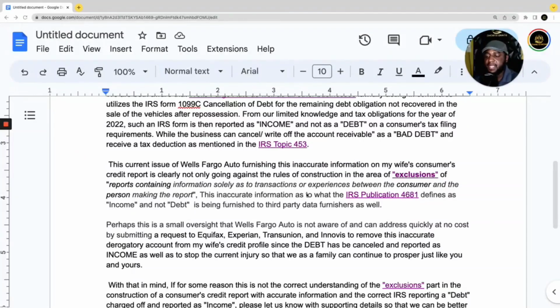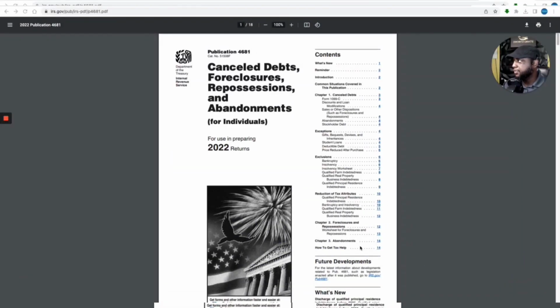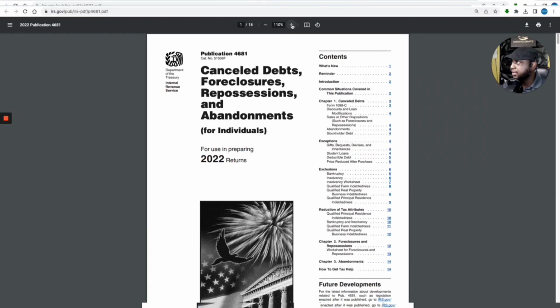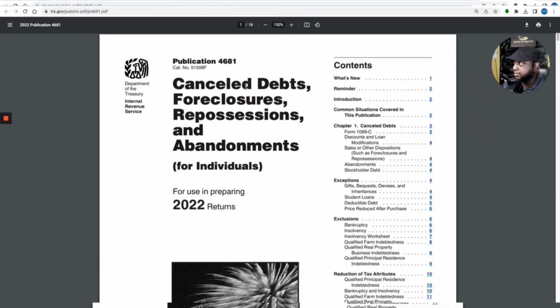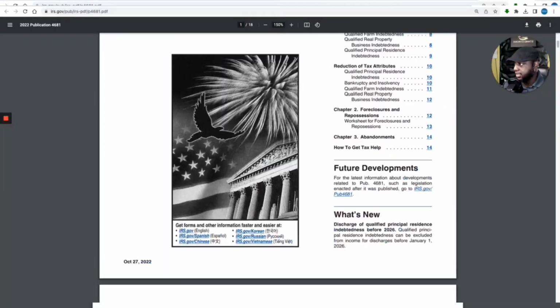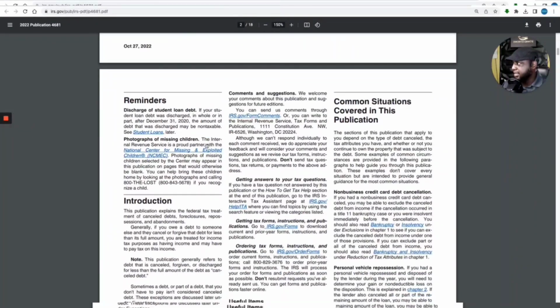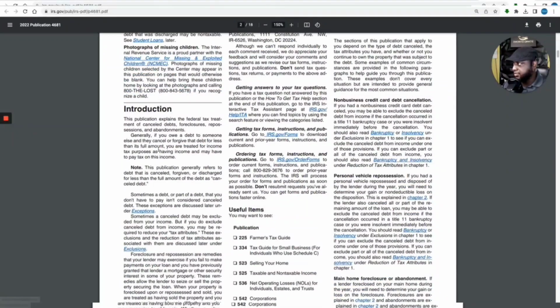All right, now the next hyperlink is IRS Publication 4681. Let's go there. All right, now that brings us over here to the IRS document, Publication 4681. And we're going to zoom in a little bit on this document here. Canceled debts, foreclosures, repossessions, and abandonments. All right, as we scroll through this document, we have various amounts of information. We have the introduction on what this is. This publication explains the federal tax treatment of canceled debts, foreclosures, repossessions, and abandonments.